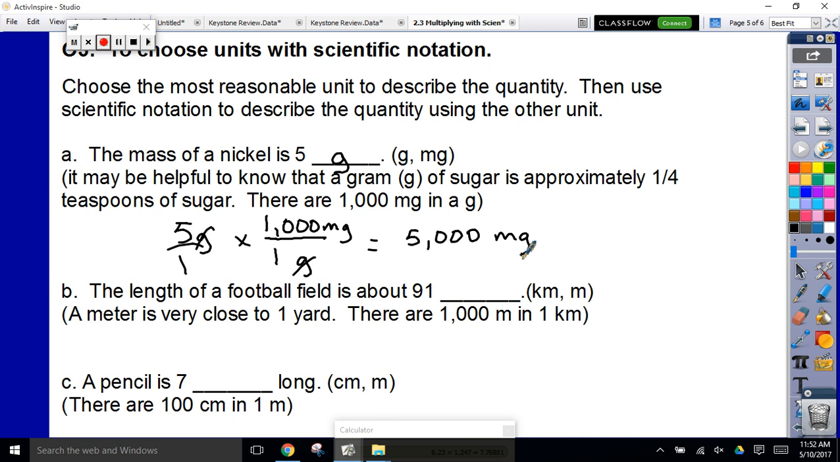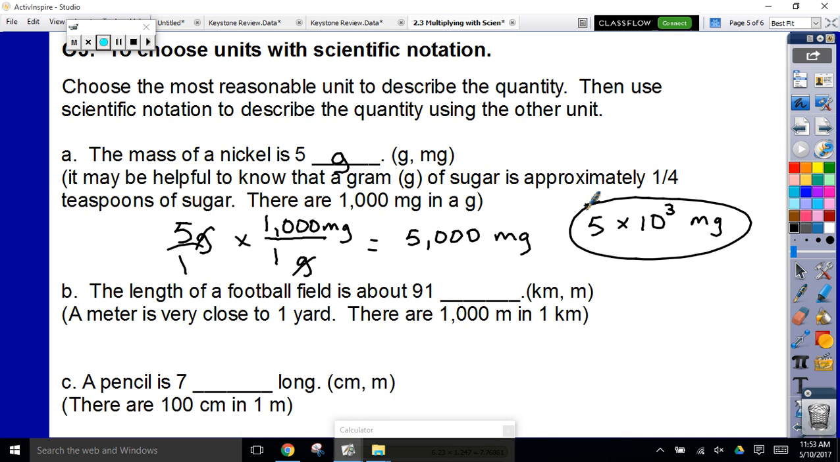Let's see, Morgan, what would this number be in scientific notation? 5 times 10 to the 3rd. Good. So 5 times 10 to the 3rd milligrams is the same as 5 grams. Okay, Michael, try the next one.